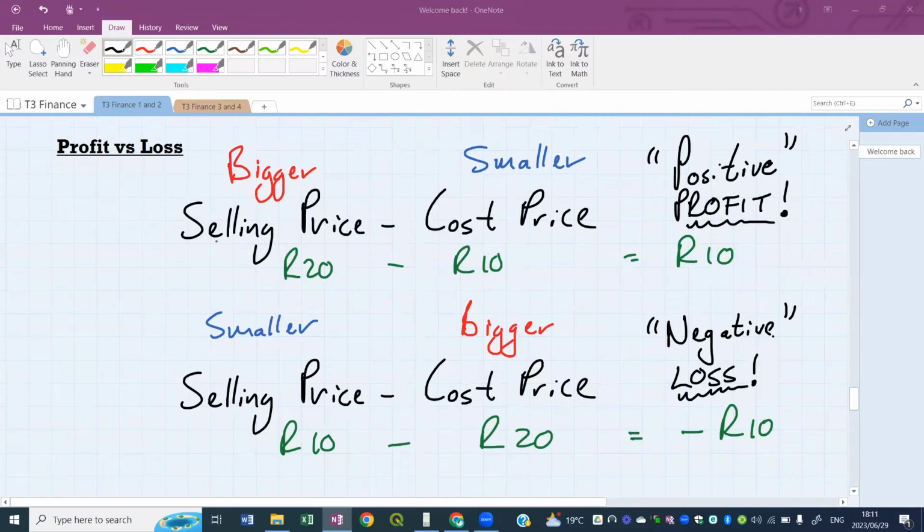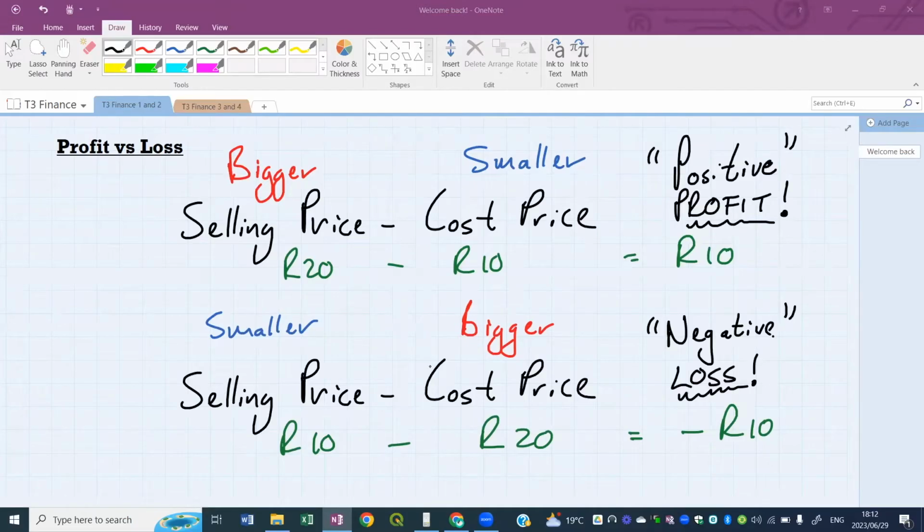We are always trying to work out the selling price minus the cost price to find what is the difference, okay? But when we find that the difference is positive, all right? When you take your selling price, say it's 20, and you minus your cost price, say it's 10, and you see that your answer is positive, it's a positive 10, all right?